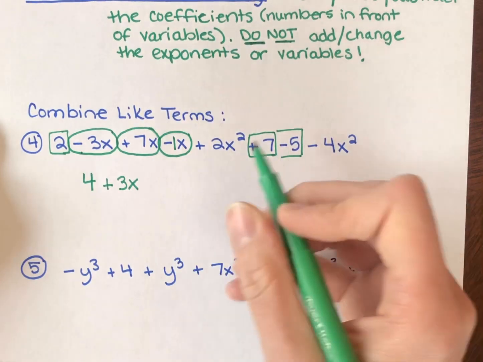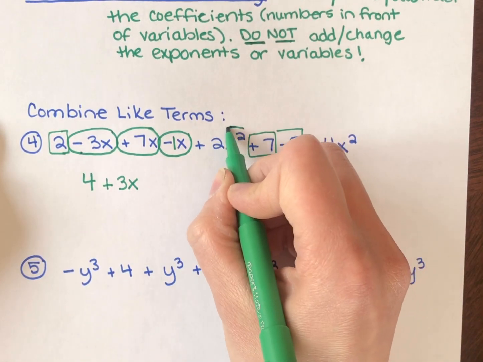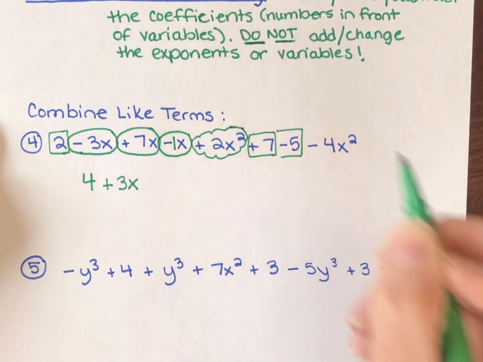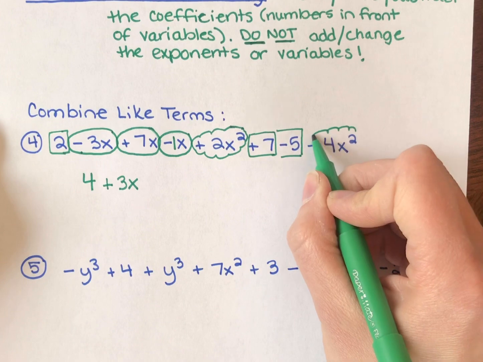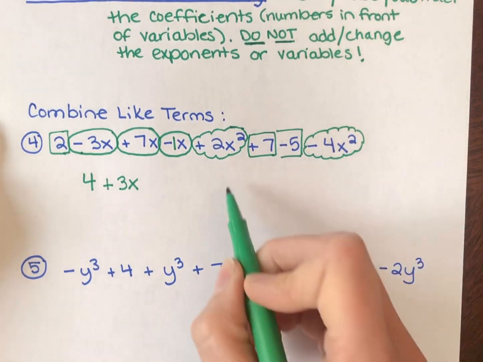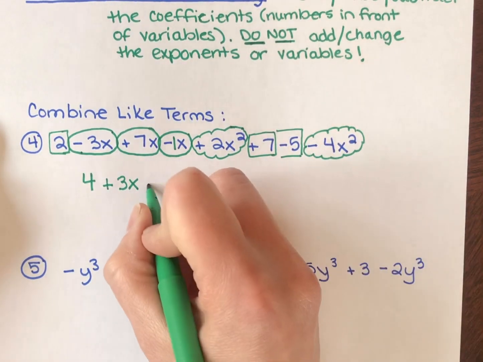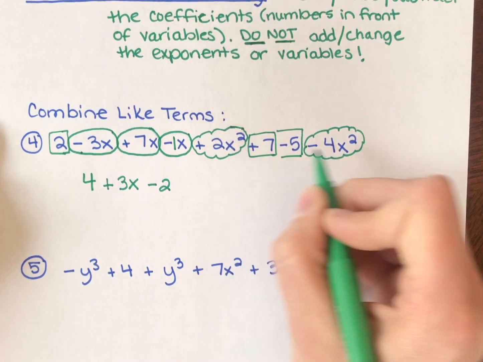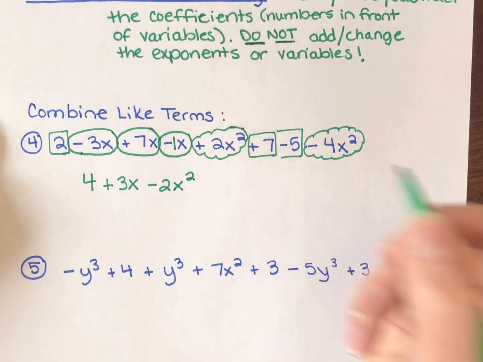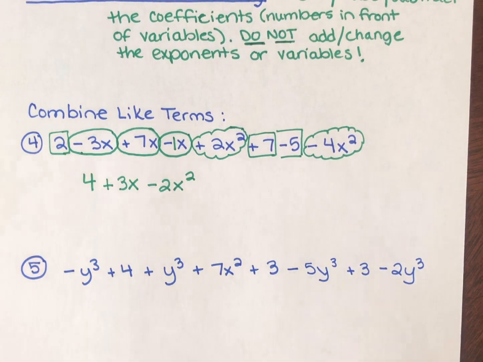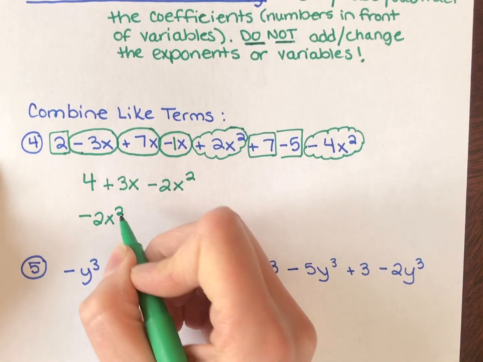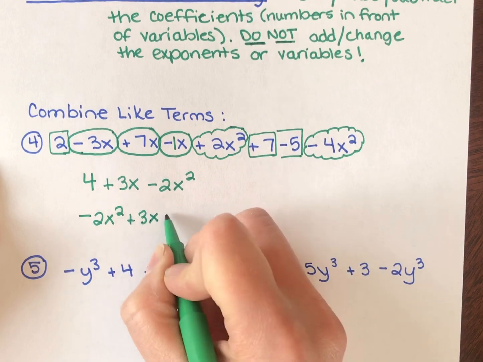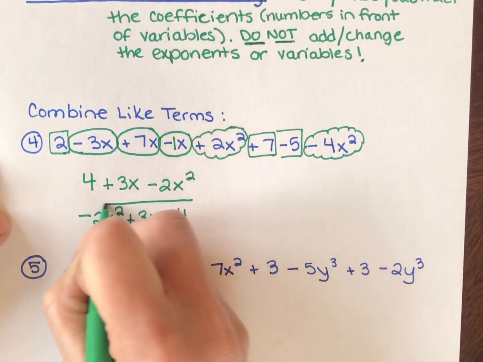Okay, the last like terms I have, I'll bubble that in to make it look different. I've got a positive 2x to the second and a negative 4x to the second. So 2 minus 4 is a negative 2. Now it was an x to the second, it's going to stay an x to the second. Don't do anything with that. The last thing I want to do is put this into standard form. So my x to the second term comes first. That's a negative 2x to the second plus 3x, and I'll put that constant at the end.